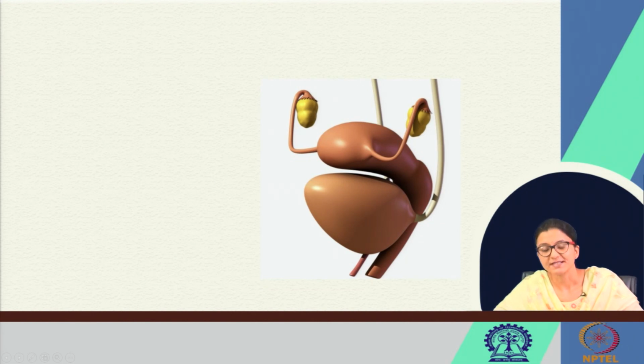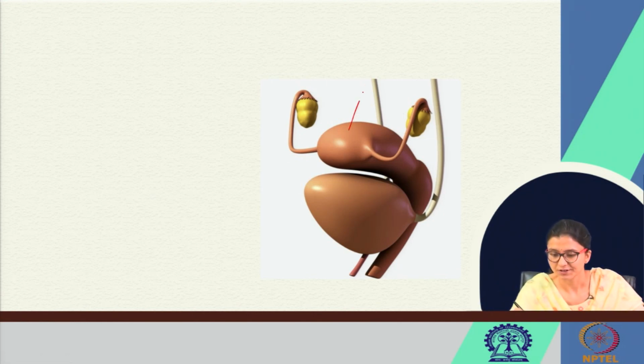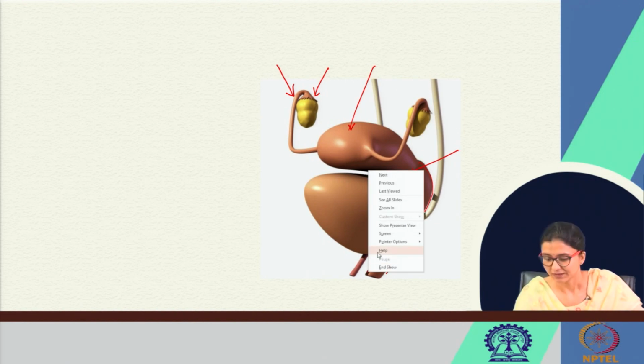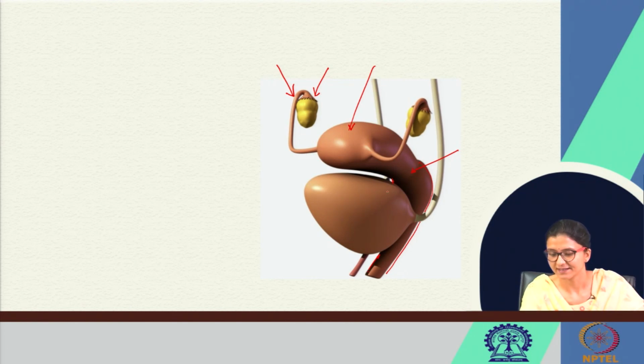This is a pictorial representation of the female internal as well as external genitalia. It shows the uterus, the ovary, the fallopian tubes and the cervix, and from here is the starting point of vagina. Vagina is actually a cylindrical structure. Anteriorly is the urinary bladder with the urethra. This is the ureter, this is the urinary bladder, this is the urethra.